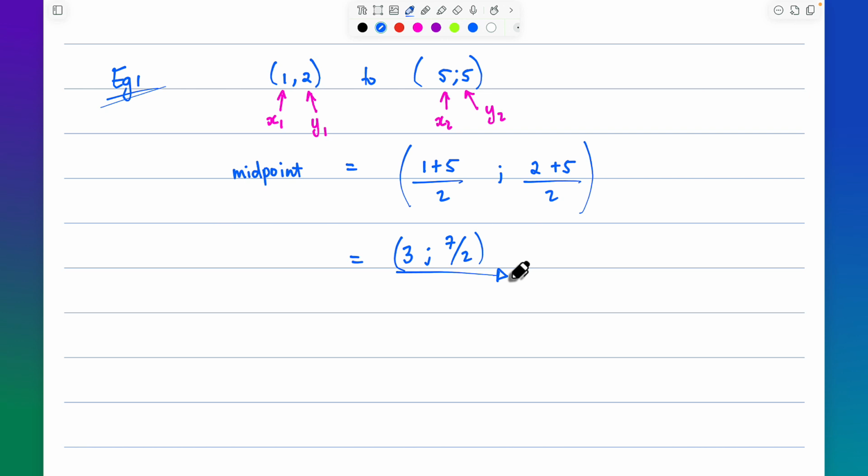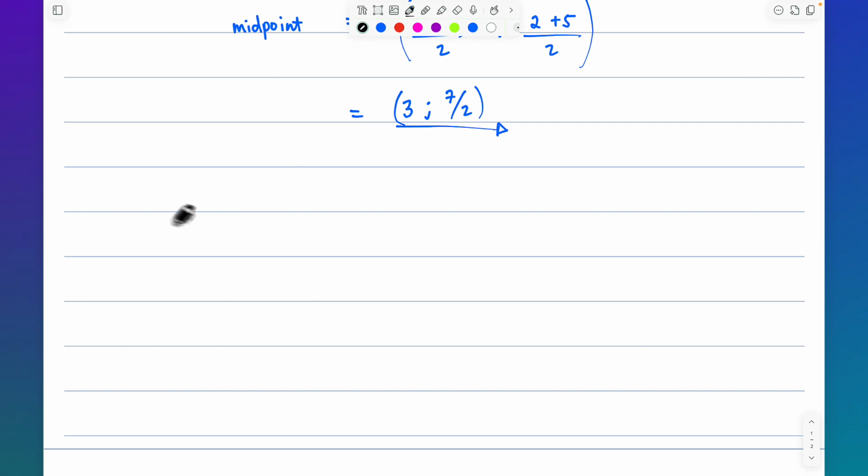All right, so it's not too bad, I hope. I hope you think it's not too bad, right? So yeah, that is example number 1. Let's move on to example number 2.